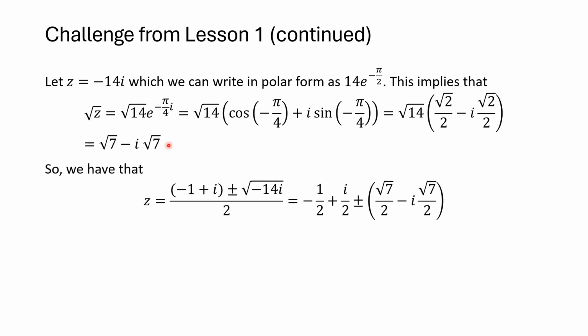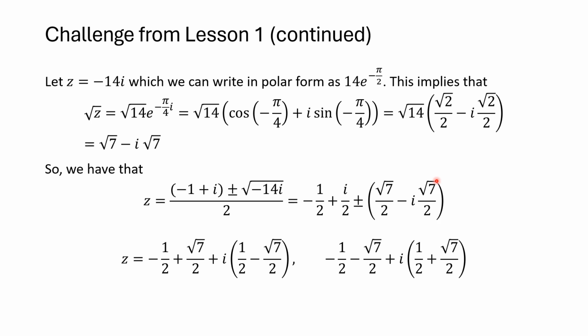We just need to plug that back in here to our formula. So we put this in here, get this, and then the last step, we just take the plus, and then we collect the real part and the imaginary part, and we write it this way. Then we take the negative of this, and again we collect the real and the imaginary parts, and we have our solution.